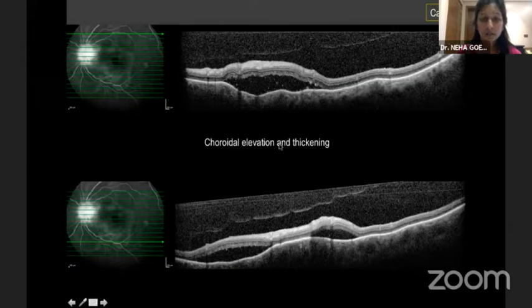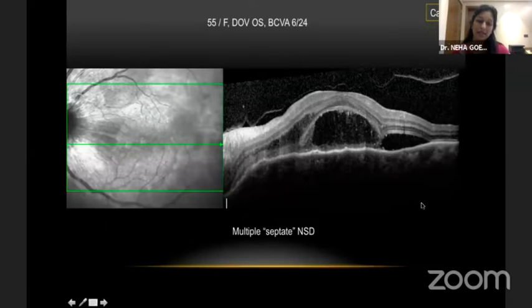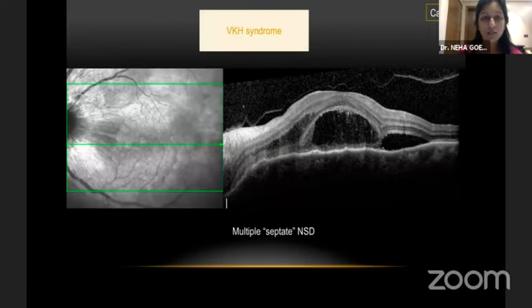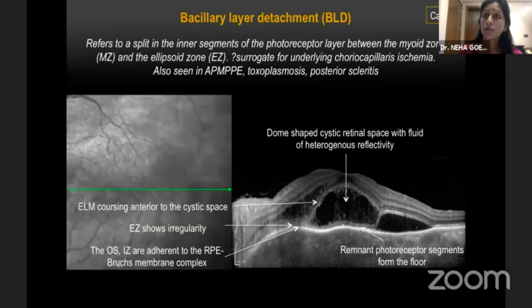Further looking at the OCT, you will see that there is choroidal elevation and thickening, and these multiple septate neurosensory detachments, which are typical of VKH syndrome. Now, again, it's important to recognize because the management is different.